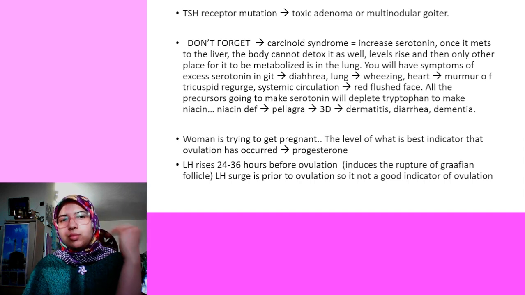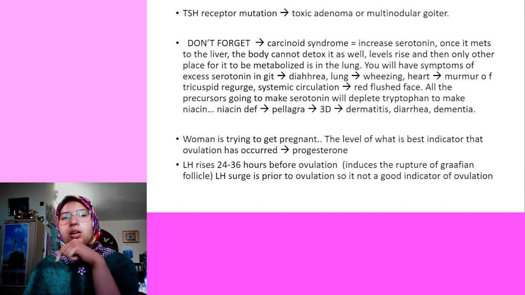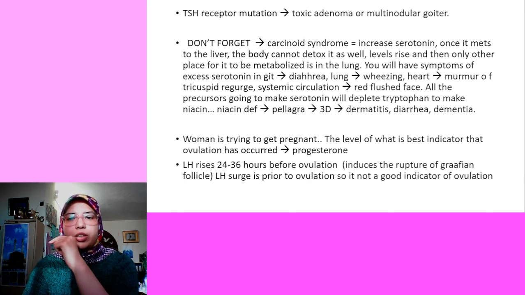Don't forget, again, because this question was repeated a lot, carcinoid syndrome will increase serotonin. Once it metastasizes to the liver, the body cannot detox it as well. The levels rise. The only other place for it to be metabolized is going to be in the lung. You'll have symptoms of serotonin in the GIT causing diarrhea, in the lung causing wheezing, and in the heart causing murmur of tricuspid regurgitation and pulmonary stenosis. In the systemic circulation, the serotonin is going to cause a red flushed face.